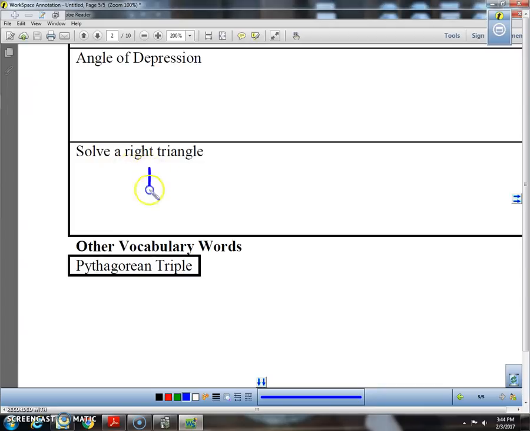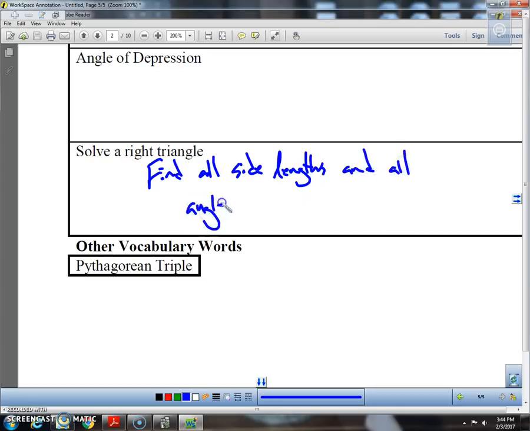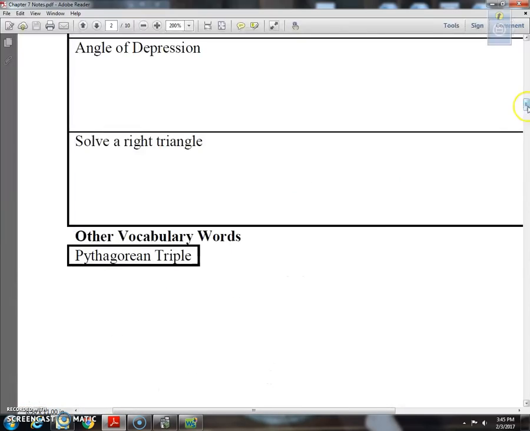It means we need to find all side lengths and all angle measures. So whenever you hear solve the right triangle, it means I want to know everything about it. All the side lengths, all the angle measures. So you saw the directions for the next couple problems that we're going to do. Okay, let's head back down there.